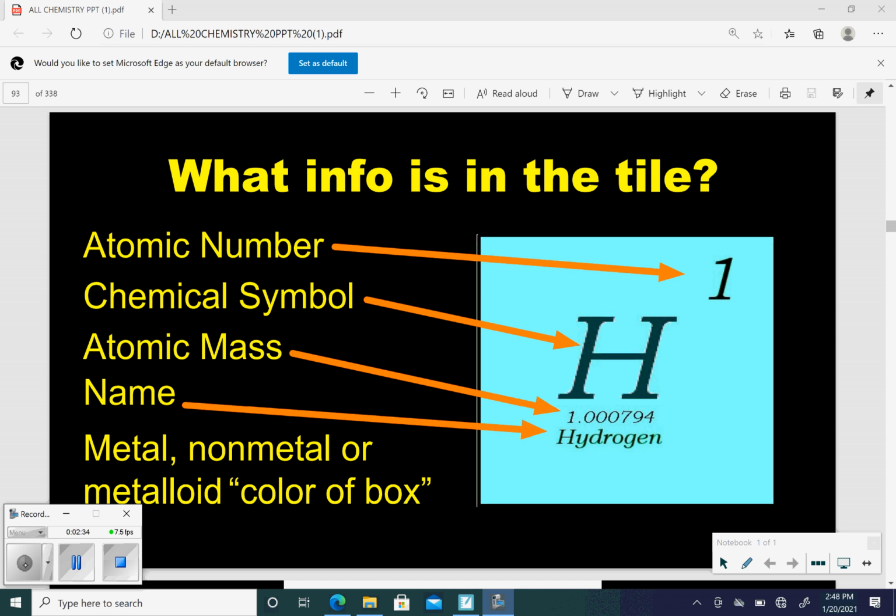What information is in the periodic table tile? So in the upper right-hand corner, you have the atomic number. That tells you the number of protons and the number of electrons. In the middle, there will be the chemical symbol. Just under the chemical symbol is usually atomic mass. You will recognize that because it always has a decimal after it. Then you will usually have the name of the element, and the color of the box or the tile will tell you whether it's a metal, a nonmetal, or a metalloid.